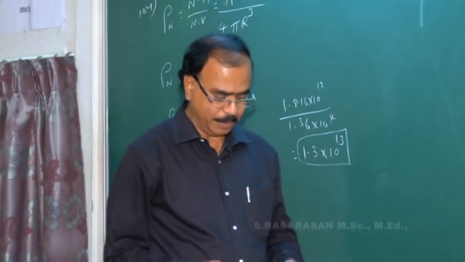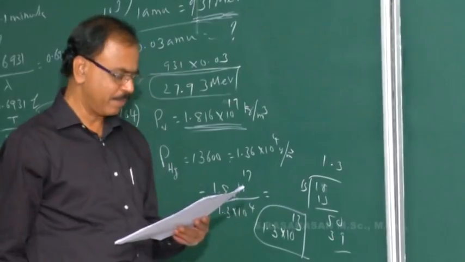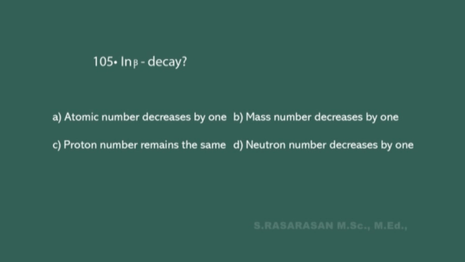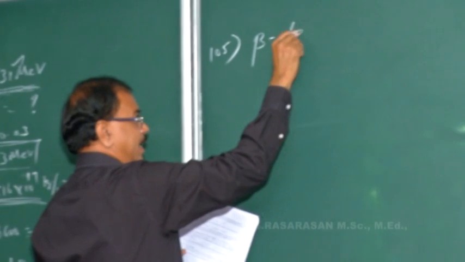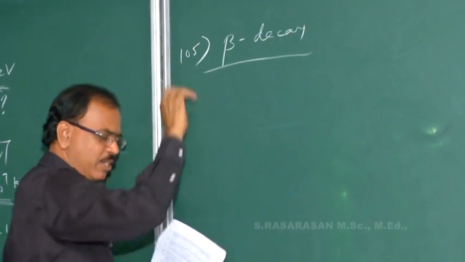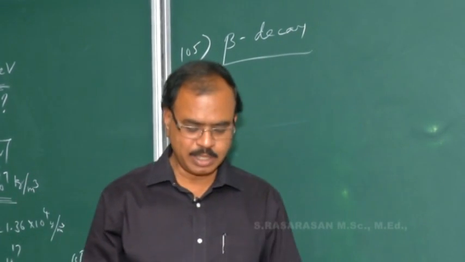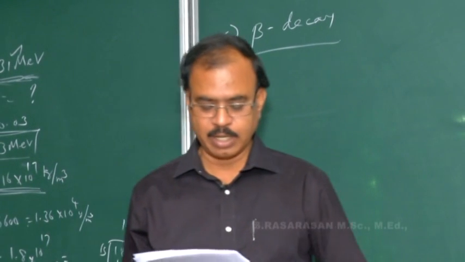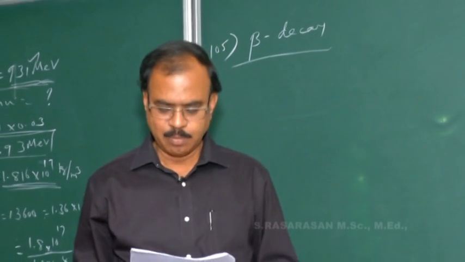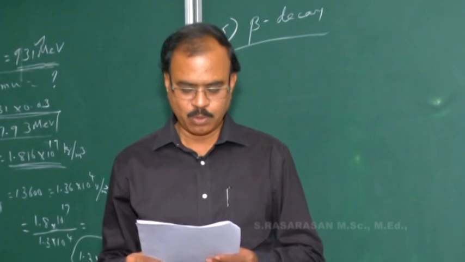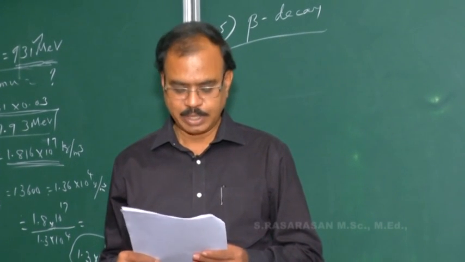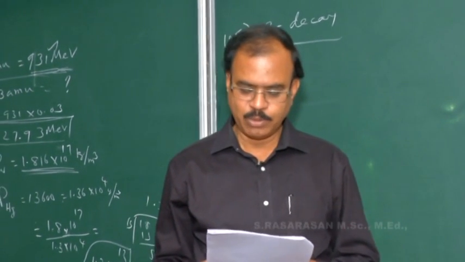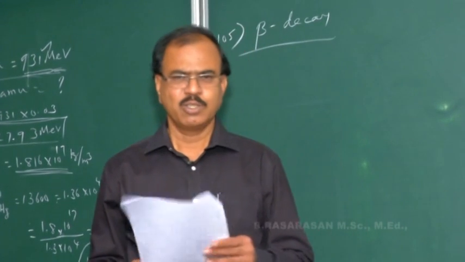Let's pass on to the next. In beta decay, that's all. Question is that's all. Option பார்த்தா எனக்கு clue கிடைக்கும். Atomic number decreases by 1, mass number decreases by 1, proton number decreases the same. Proton number remains the same, neutron number decreases by 1. So what do you mean by beta decay?